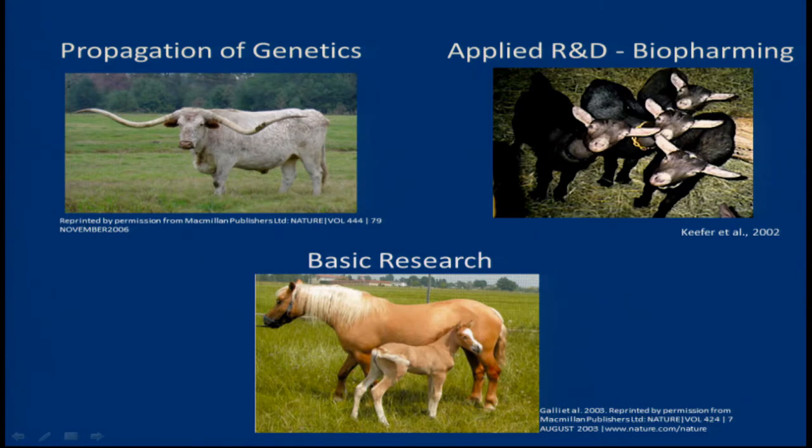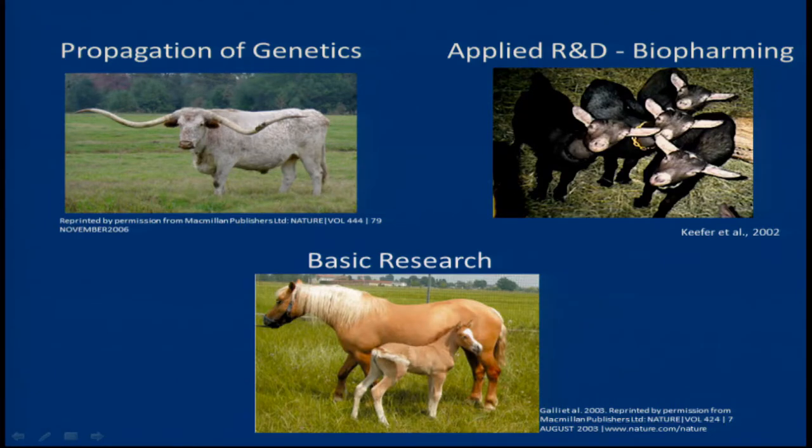What are they studying? Well, one is propagation of genetics. That was the original concern for the commercial companies, to be able to produce superior genetics. So this propagation of genetics could be either for the conservation of species, or if you have a favored long-horned steer that breaks all records, you can replicate him. Also used in applied research and development, biofarming, which I'll talk about a little more, and in basic research.